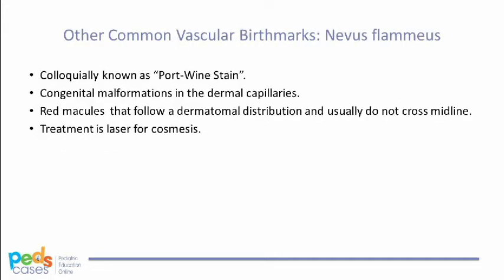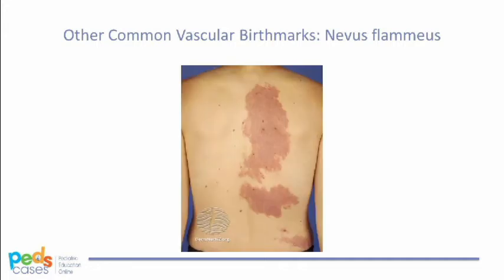Now that we have discussed a common pediatric vascular tumor, what are some common vascular malformations? Well, nevus flammeus is colloquially known as a port wine stain. Correct. And that is an example of a vascular malformation. What is the pathophysiology of a port wine stain? Good question. These are congenital malformations in the dermal capillaries. They're red macules that follow a dermatomal distribution and usually don't cross midline.